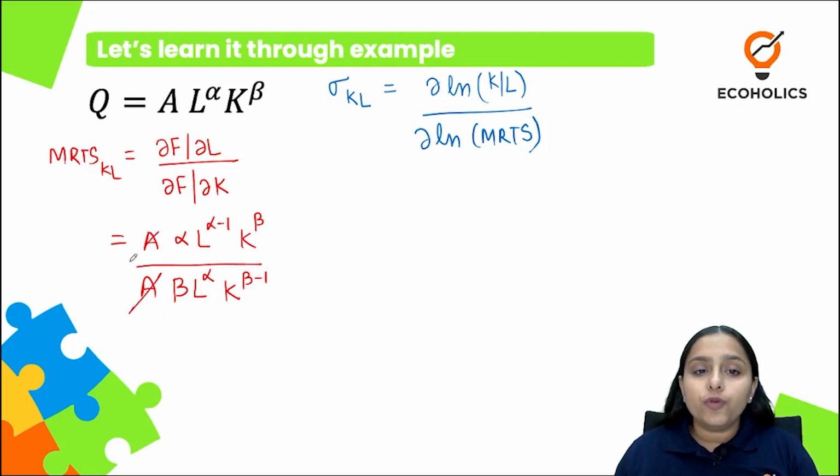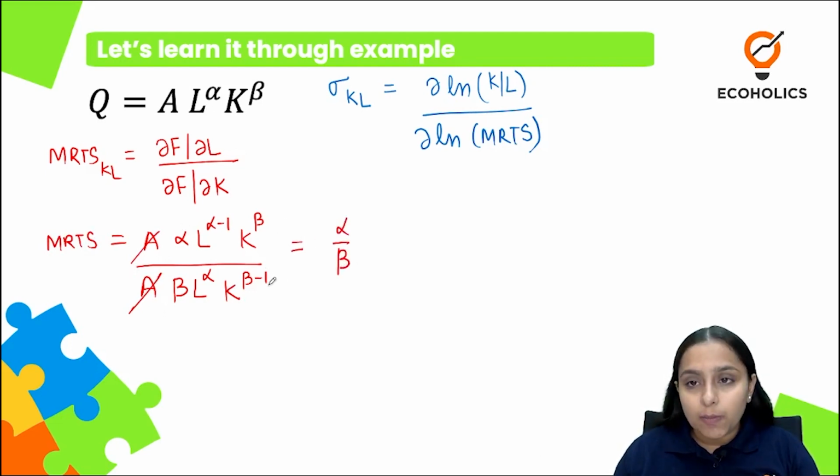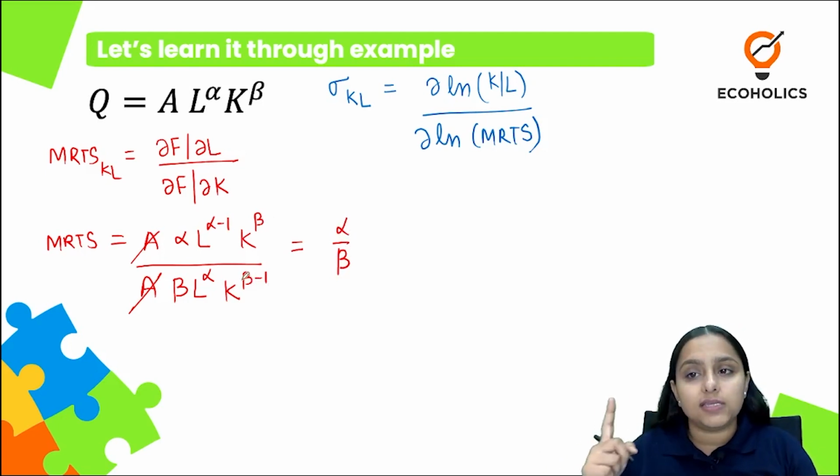Now I know a few terms will cancel each other out. So this is MRTS. This will give me alpha by beta. Now this is beta minus 1, this is beta. Beta minus 1 is just 1 power less than beta.